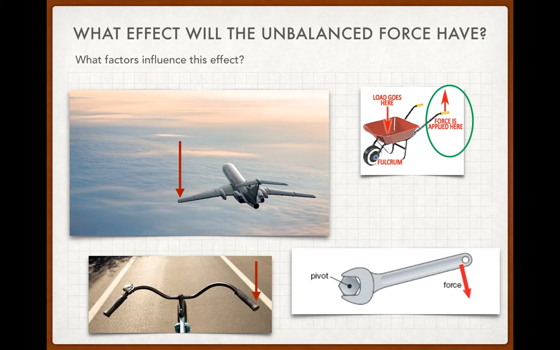The third image is that of the handlebars of a bicycle. If you applied a force downwards, or I should say towards you, on the handlebars of the bike, as shown, what would happen to the bike? And then finally, we have a spanner, and if you exert a force in a direction, as shown, what would happen to the spanner? So that's the first thing, what would happen?